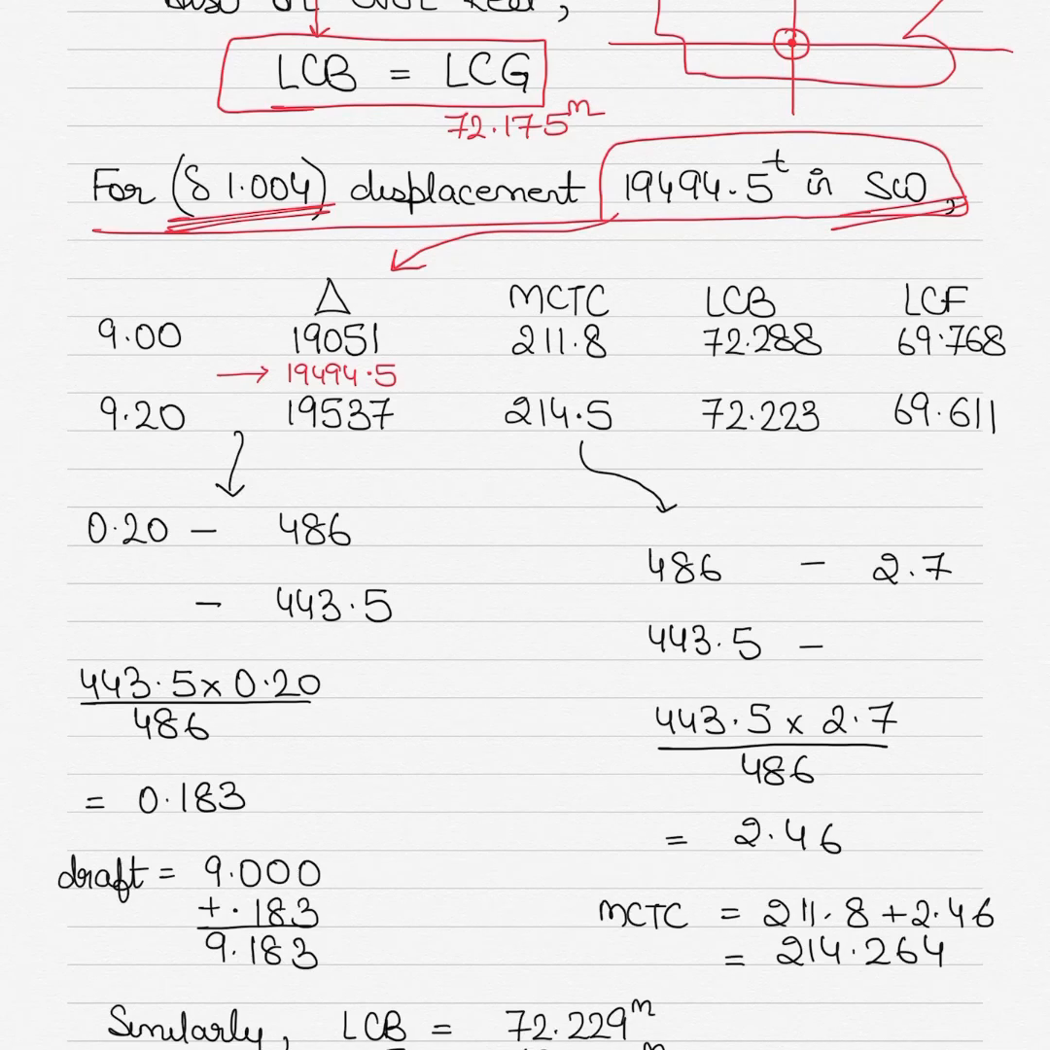So we use this displacement as a reference point and find out the values of the draft in sea water and the values of MCTC, LCB and LCF. Now LCB stands for longitudinal center of buoyancy, MCTC stands for moment to change trim by 1 centimeter, and LCF stands for longitudinal center of flotation.